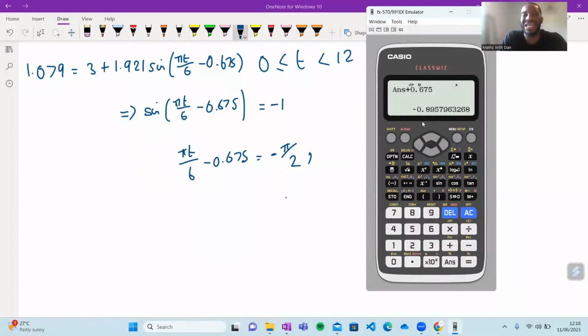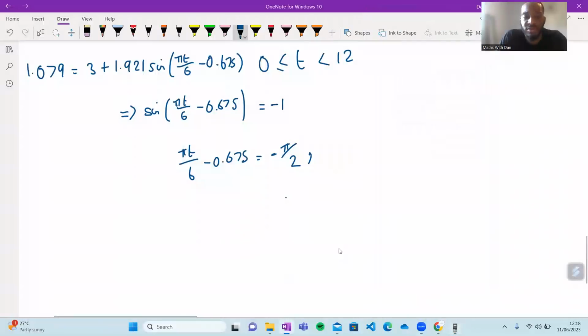675. This is still a negative result, right? Now, if I times by 6 and divide by pi, that's not going to change the sign of it. So it can't be that one. So what you say to yourself is, okay, it can't be that one. Sine is periodic. It repeats itself. We need to go to the next one. Yeah? That clear?